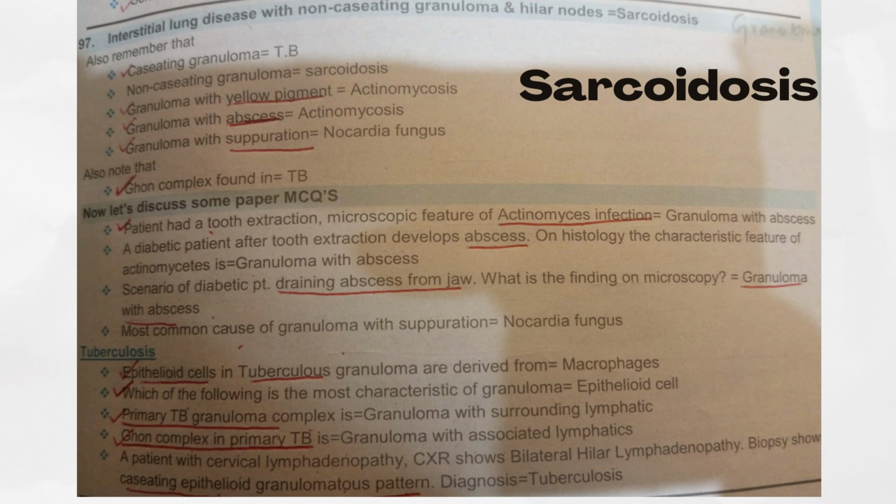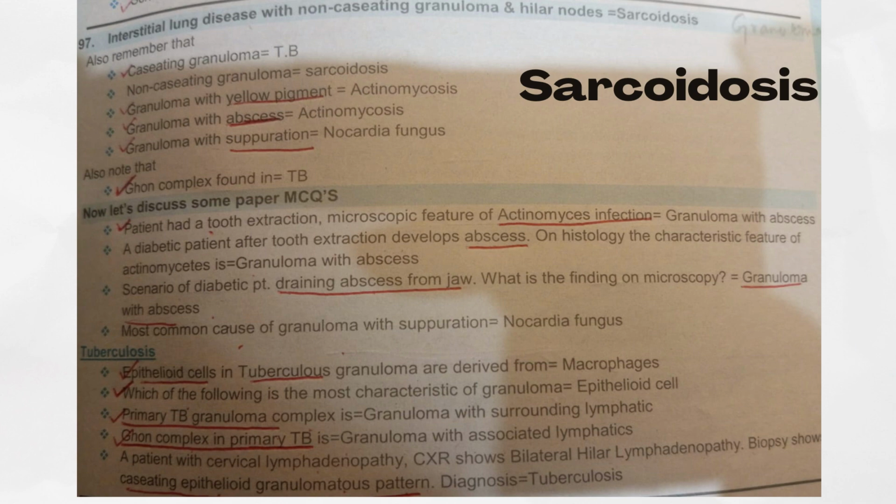There are two more granulomas which are important. The one that is with the yellow pigment or with an abscess, that is actinomycosis. So whenever there is a granuloma with the pigment or with the abscess, then you are going to say actinomycosis. If there is a granuloma with septation, then that is going to be nocardia fungus. And another important thing that you need to remember is the Ghon complex. The primary Ghon complex is found in TB, that is present in primary TB, and is the granuloma with associated lymphatics, right? So let's discuss the MCQs.